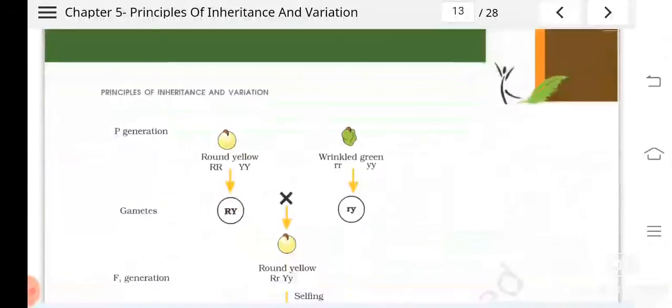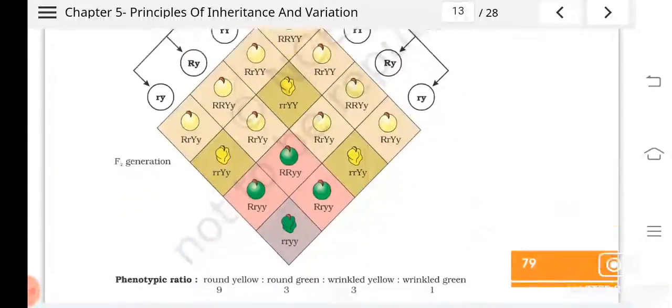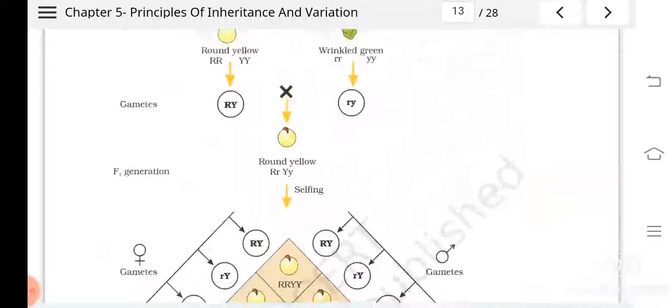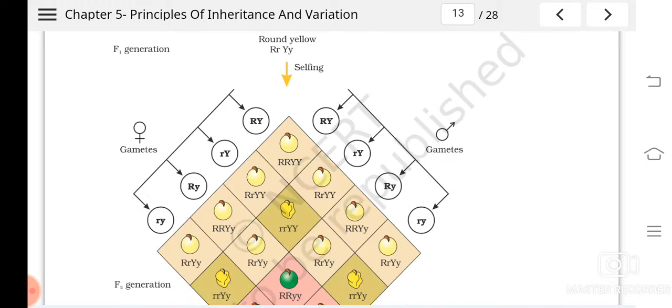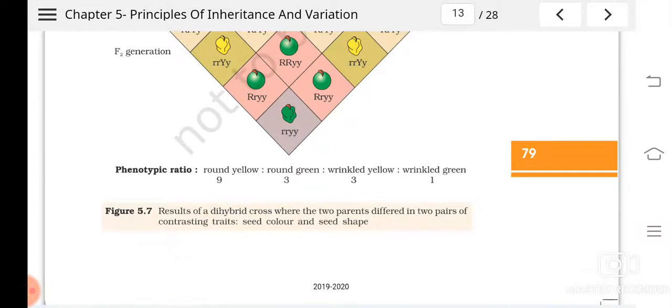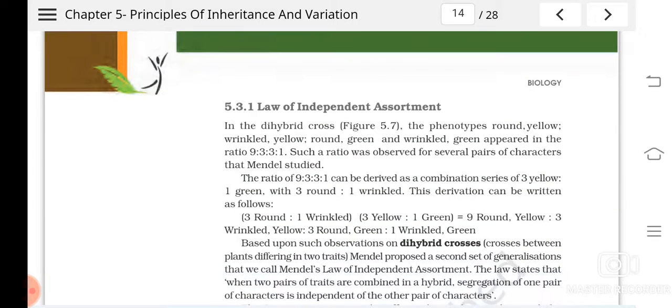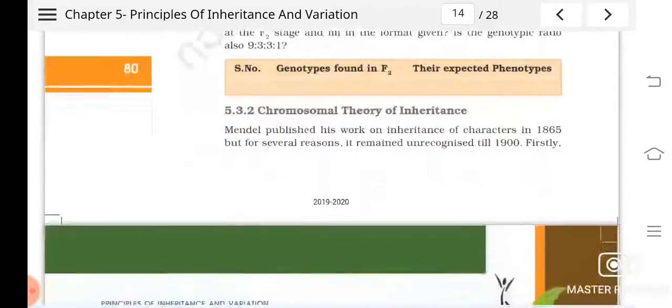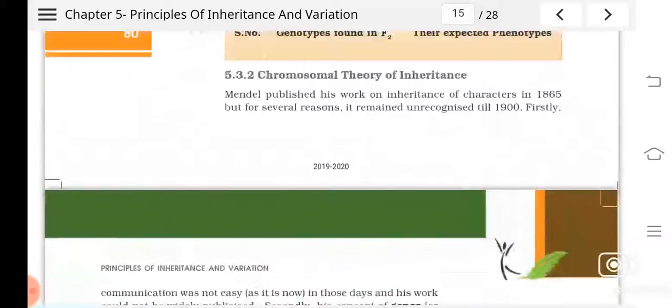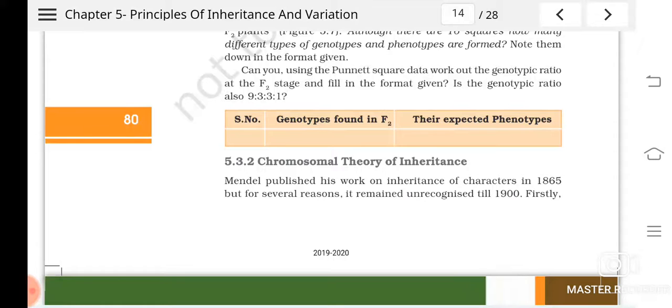Then we have studied about dihybrid cross. This cross you have to practice, write and practice, otherwise you may not be able to remember. While seeing, you will find that it is easy, but once you write with different combinations, and till this ratio you have to write. Then after that, law of independent assortment we have studied, isn't it? And some chromosomal theory of inheritance.